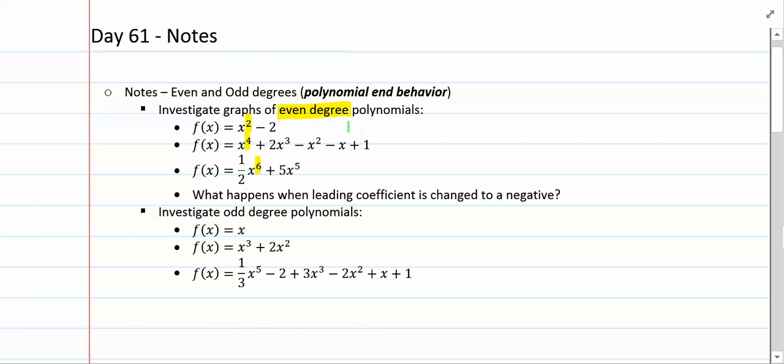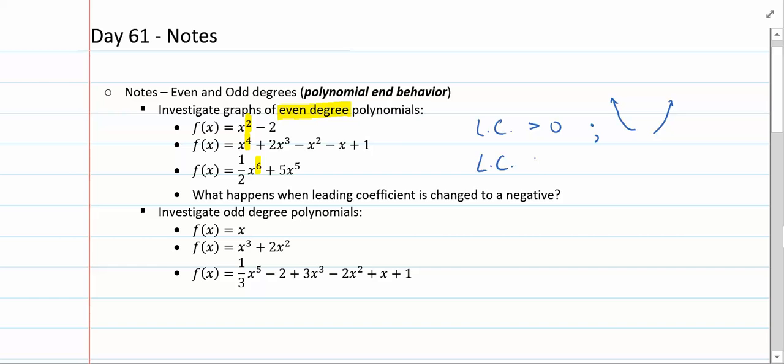So keep in mind what's happening with these even degree polynomials. As long as the leading coefficient was positive, so I'm going to say leading coefficient greater than 0, then the ends of each of those polynomials seem to do this. They would race off towards infinity, or they would get larger as we moved to the right and to the left. So this is what the ends looked like.